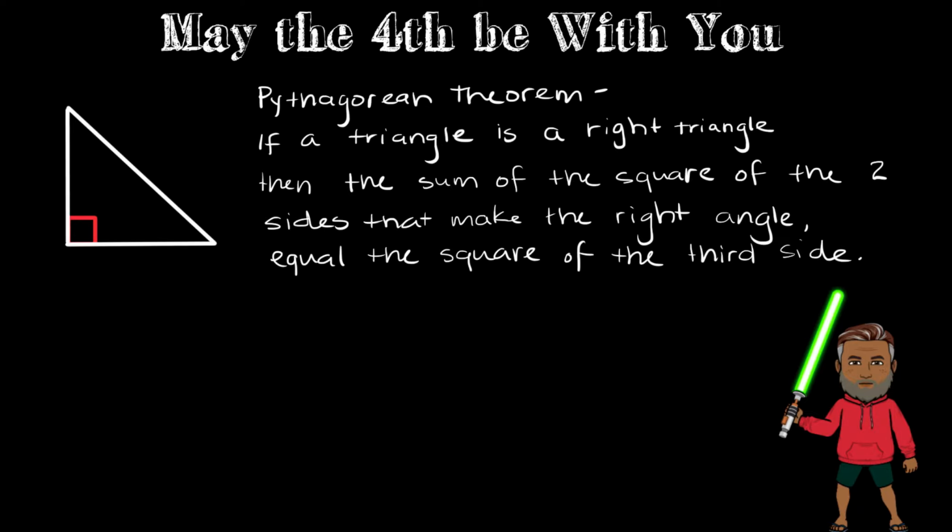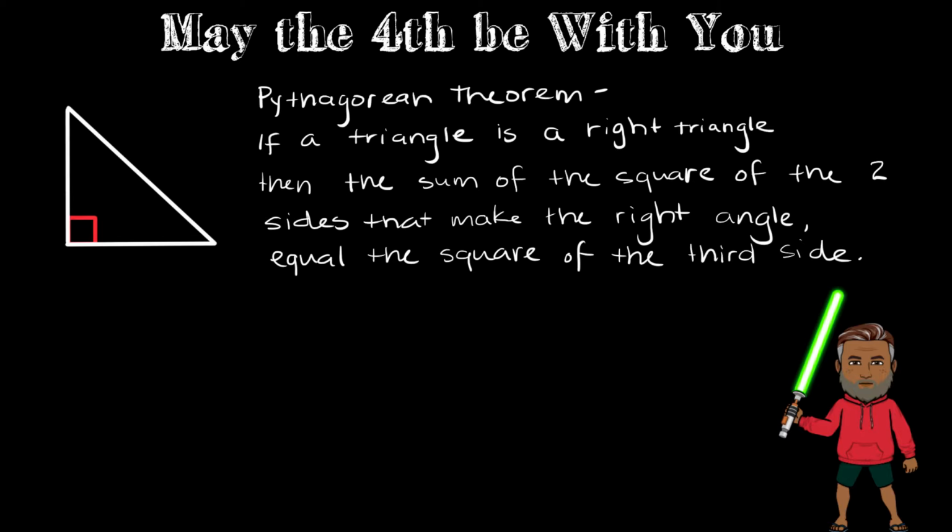I'll just read it to you real quick. Pythagorean Theorem: if a triangle is a right triangle, then the sum of the squares of the two sides that make the right angle equals the square of the third side. And if you don't speak this weird language from Star Wars, then you have no clue what this is talking about. And that's what we want to do, is break this thing down.